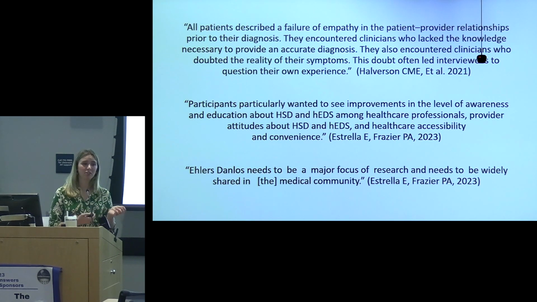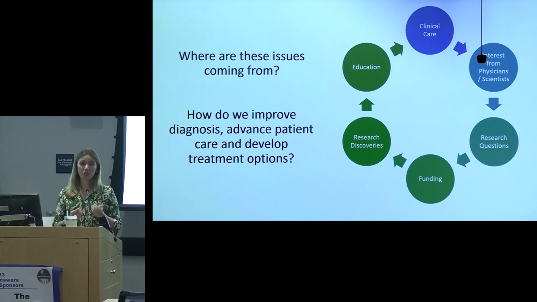So these are what patients are saying they want to see, and it really supports everything that we're trying to do. So the big question is, where are these issues coming from, and how do we fix this? How do we improve diagnosis so people are diagnosed earlier? How can we advance patient care and develop treatments?